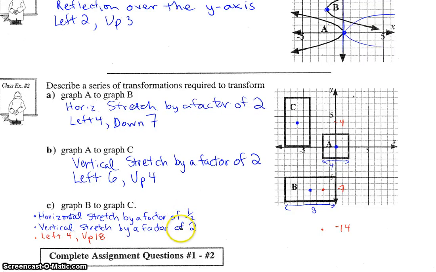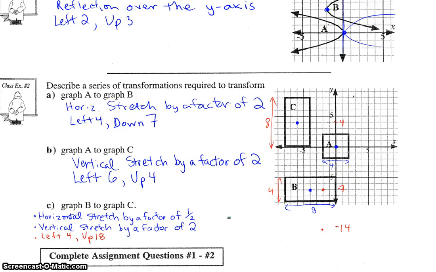But let's say we do this version of it. Horizontal stretch by a factor of 1/2. Why did I do that? The box was 8. I needed it to be 4 across horizontally. So we did that. Vertical stretch by a factor of 2. The height of the box was 4. I needed the height of the box to be 8. So stretch it vertically by a factor of 2.